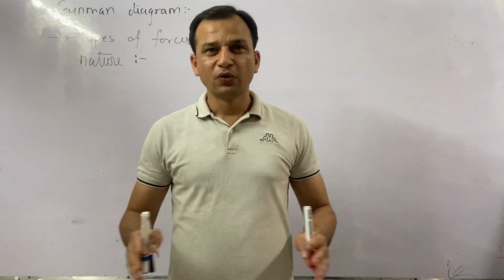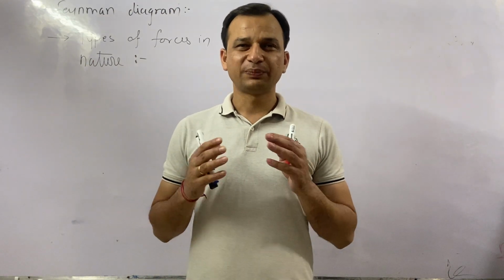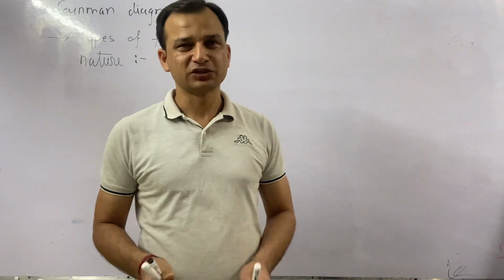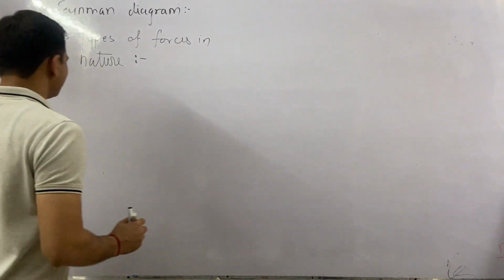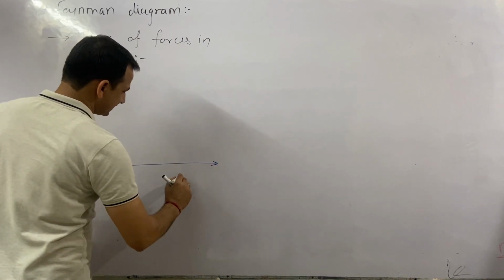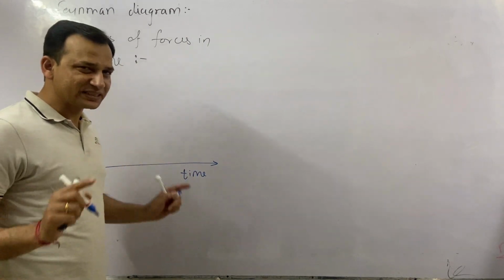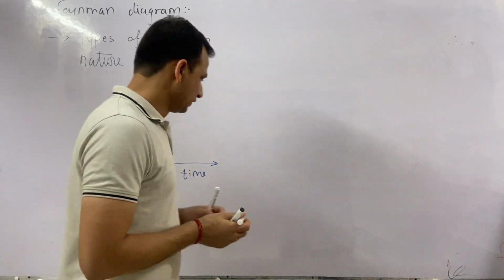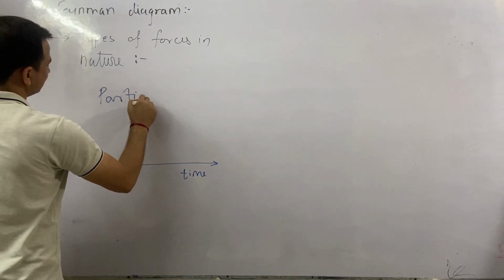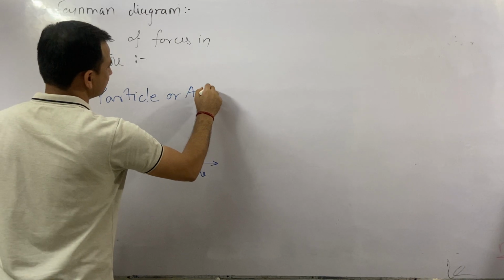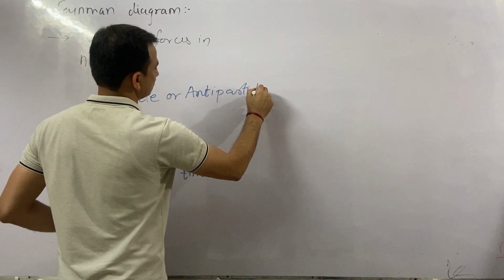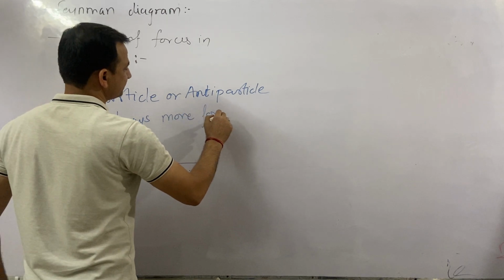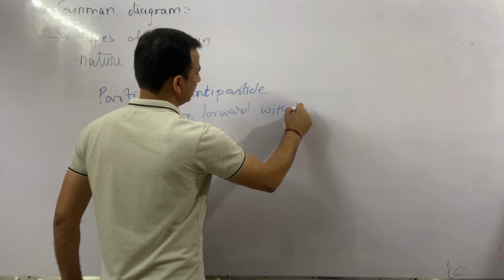You are free to choose which axis you take as the time axis, but the preferred way is to take the y-axis or the positive x-axis as time axis. You can choose either of the two. So if I'm taking the time axis as the x-axis, then whether it's a particle or antiparticle, they will always move forward in time.